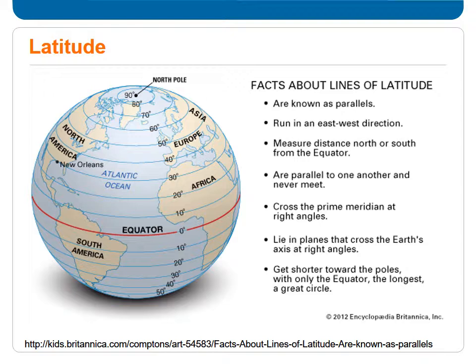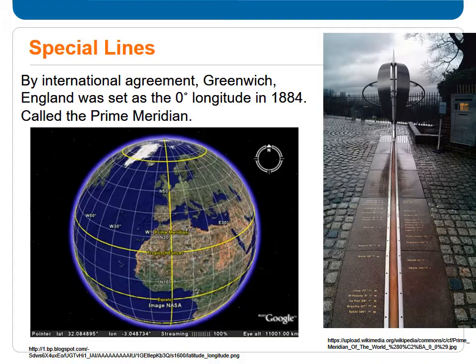These are called parallels since they lie in planes that are parallel to the plane of the equator and cross Earth's axis at right angles. They run in an east-west direction and measure the distance north-south from the equator. Parallels never cross each other, and they all cross the prime meridian at right angles. Lines of latitude get shorter toward the poles. The only line of latitude that is greater is the equator. It is the longest latitude line.